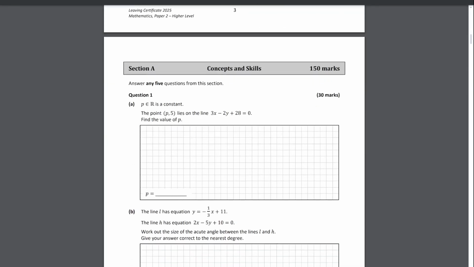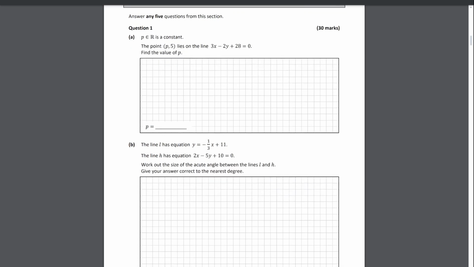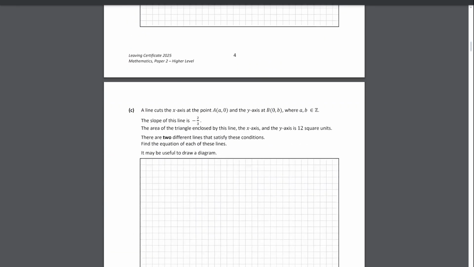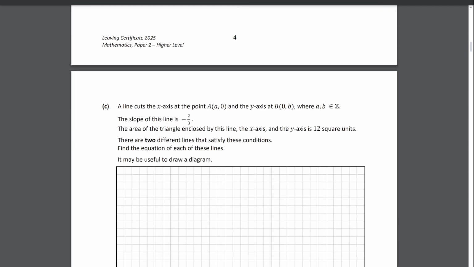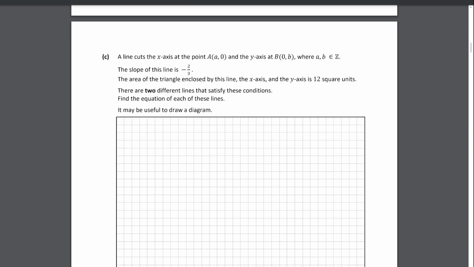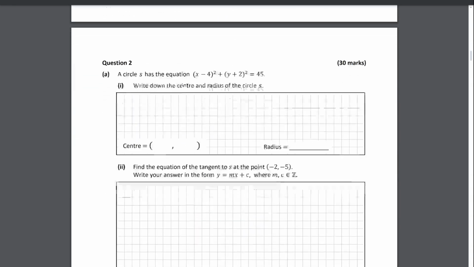So question 1, standard equation of a line stuff. We have a point on a line and working out an acute angle between two lines. That's all okay. And then a bit of an interesting question involving a slope of a line forming a triangle with a size unit. So you know a question's difficult when they include this section where it may be useful to draw a diagram. So a bit of an intriguing question there.